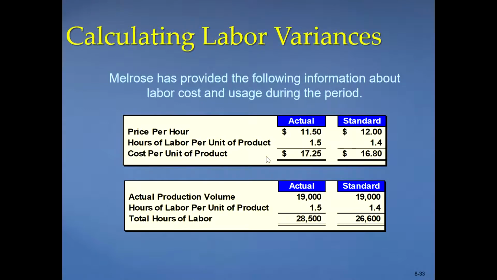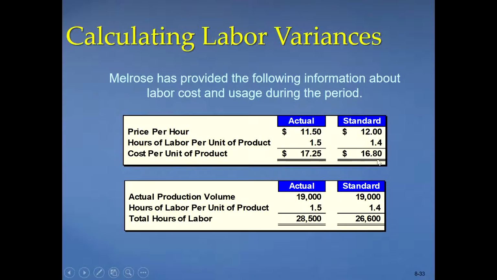Now similarly for labor variance, we have some information given in this question. The price for labor cost for one hour is 11.50, the actual one, and this was the budget or the standard one. What is the time they need to spend in order to produce one unit of product? 1.5 hours. So 1.5 times 11.5 is the actual cost per unit to produce. What was the standard? It was 16.80, 12 multiplied by 1.4.